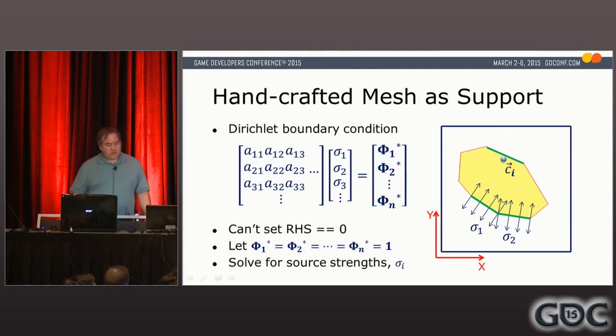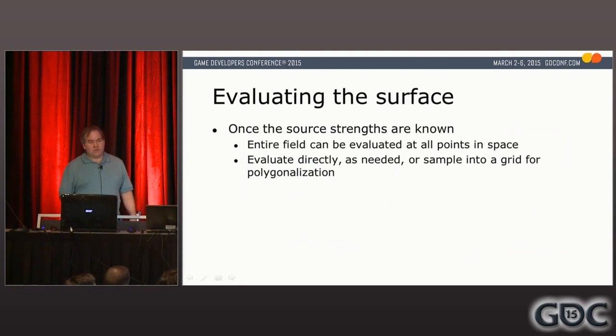Now, one thing you should notice here is that we can't set the right-hand side of this to zero, because then we'll just get the trivial solution where all the strengths are zero. There's no flow, there's no field, it's completely a zero field. So what I've done in my experiments is just to set the potential equal to 1. And then you solve for the source strengths. And once you know the source strengths, you can go back and evaluate the field anywhere in space.